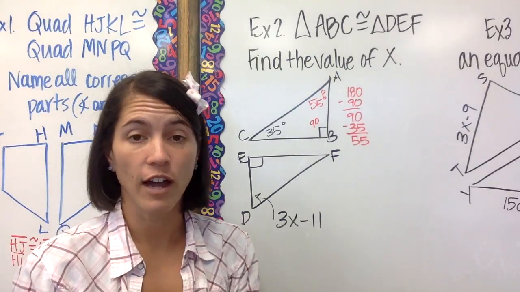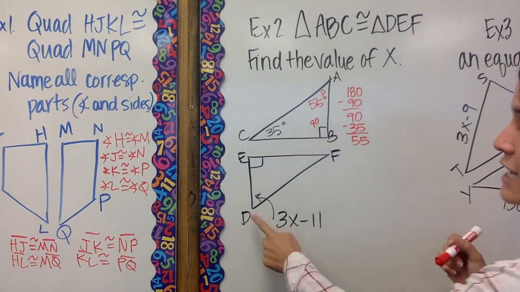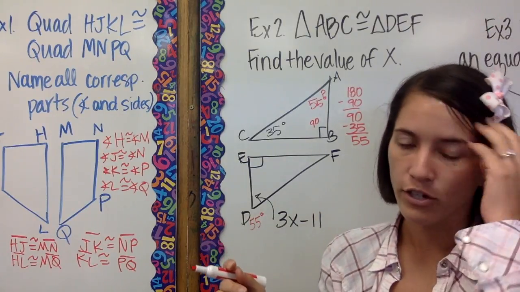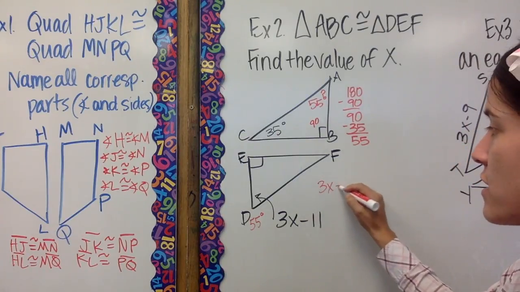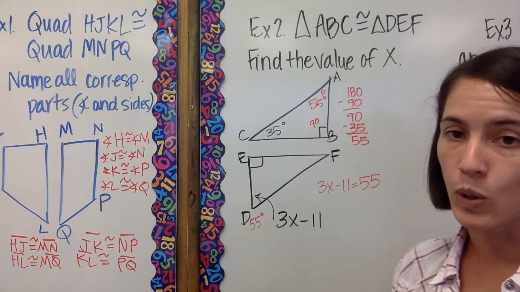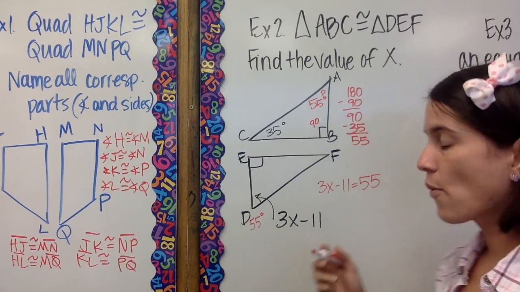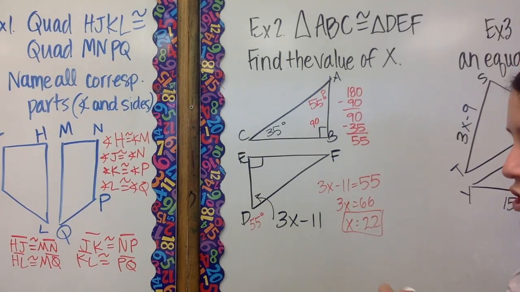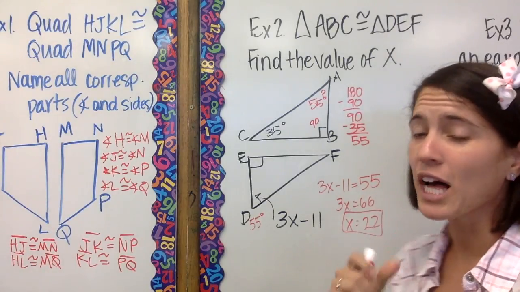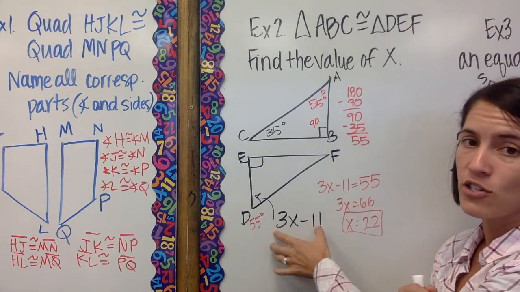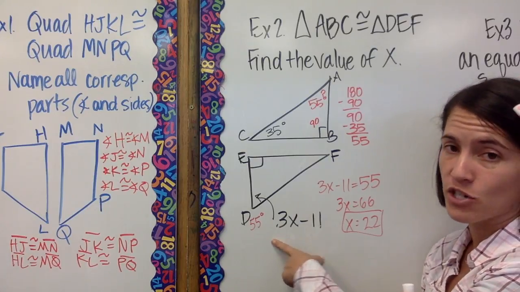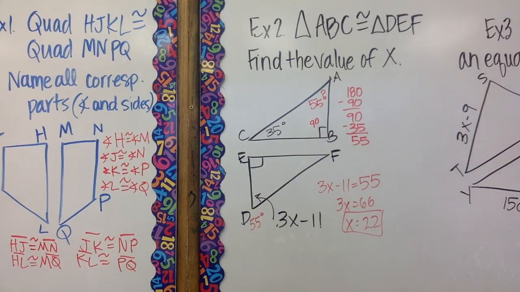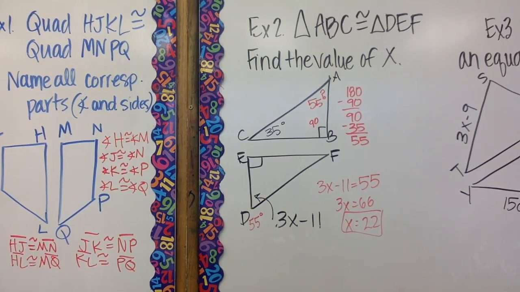That helps us figure out what X is, because now I can set up an equation. D also has to be 55 degrees because it's corresponding to A. They're congruent. So that means 3x minus 11 is going to be equal to 55. So I solve that equation, and x is equal to 22. If you want to check, you plug 22 in for x, and then you simplify this expression, and you get 55 degrees. So this is an example of how to use congruent polygons.